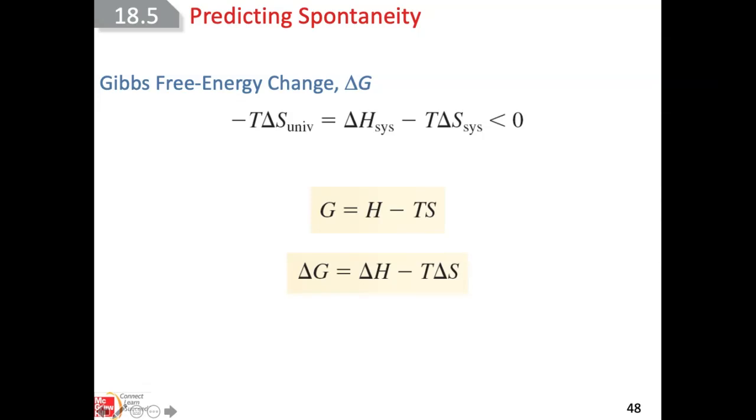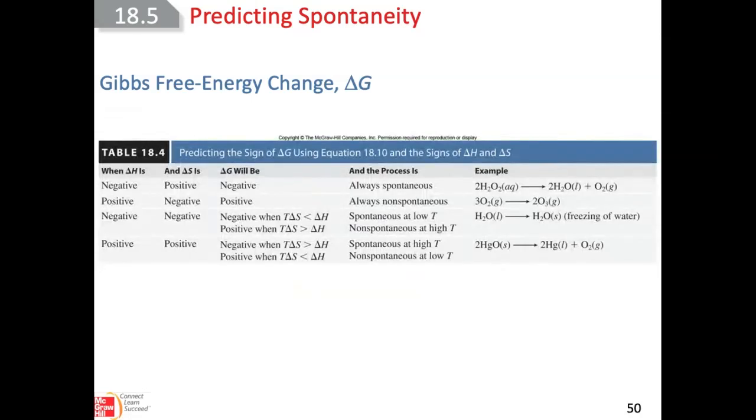Minus and plus will make this part negative, although delta H is positive. So we need this one, T delta S, to be higher in the absolute value than delta H, but it only can happen if the temperature is high. So that process can be spontaneous at the high temperature. And take a look at this example. It's a mercury oxide. Can we decompose it into mercury and oxygen? Yes, it can happen spontaneously only when the temperature is high.